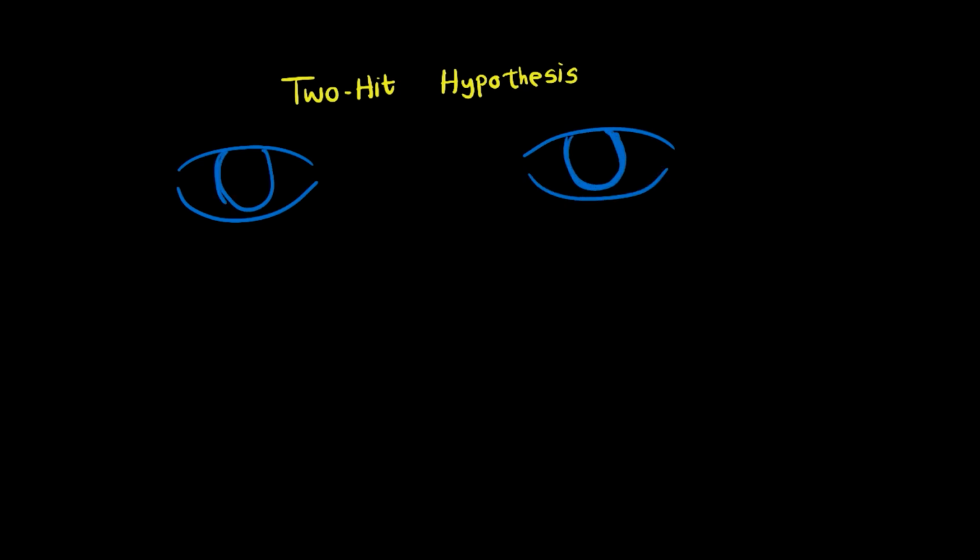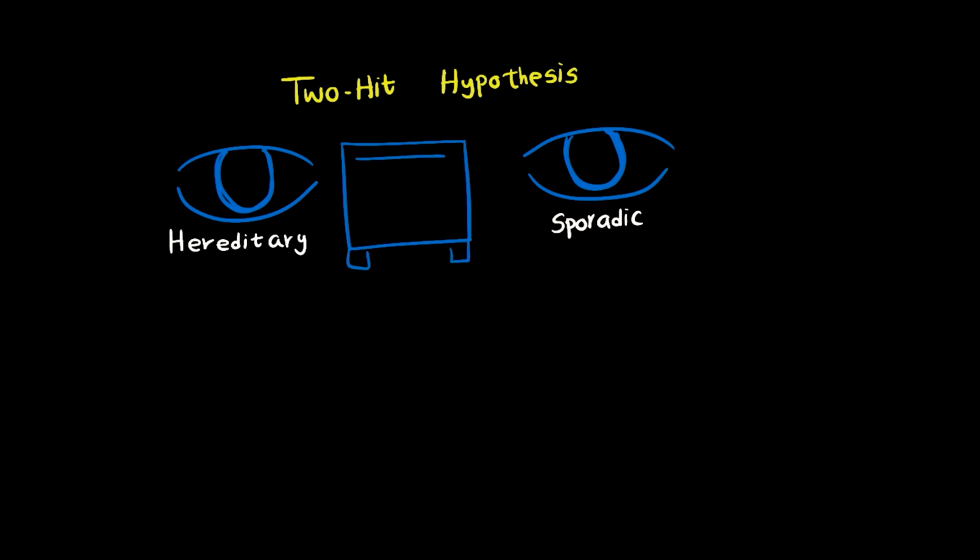Let's explore why children with hereditary retinoblastoma develop eye tumours earlier than those with the sporadic form. This perfectly illustrates Knudsen's two-hit hypothesis, a groundbreaking concept in cancer genetics. Think of cancer development like a 2-lock safe. You need to break both locks to open it. In our genes, we have 2 copies of each tumour suppressor gene, one from each parent. These act as the locks protecting us from cancer.